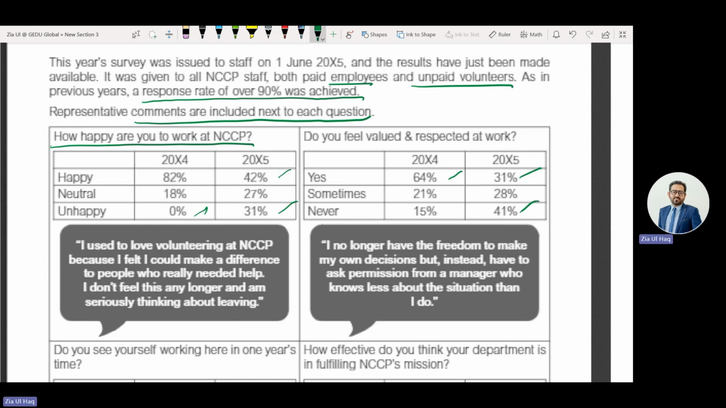And do you feel valued and respected at work? One of the employees commented, I no longer have the freedom to make my own decisions. Decisions are imposed by the management, and instead I have to ask permission from a manager who knows less about the situation than I do. If I want to feel some value, I cannot feel it by myself. Everything I need to take permission from the managers, and we cannot decide anything by ourselves. There is no liberty.